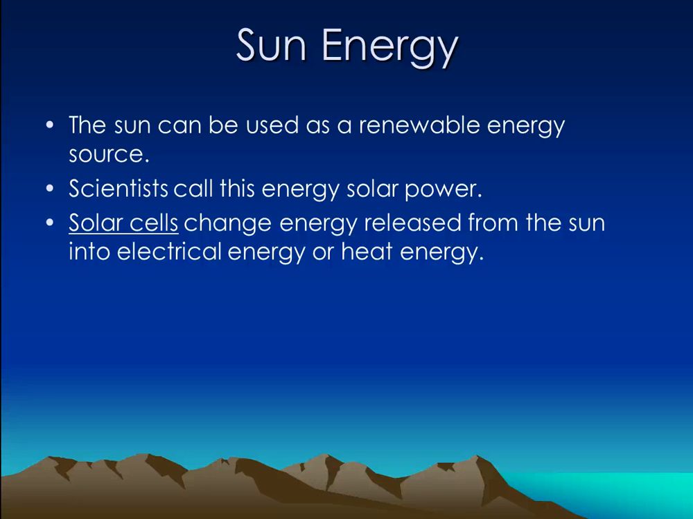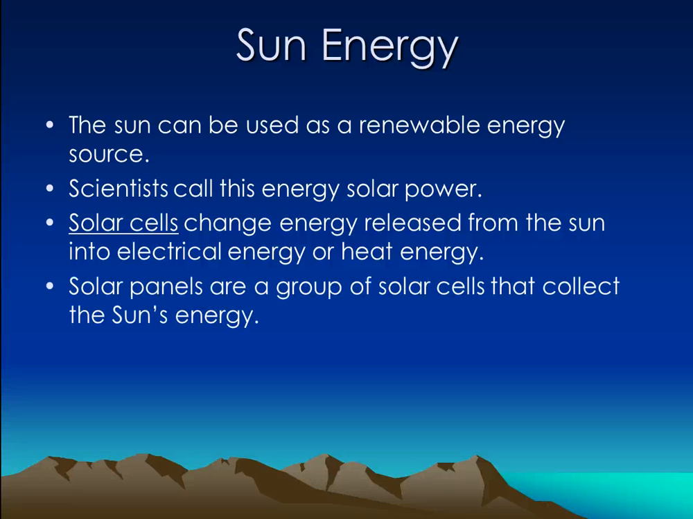Solar cells are what convert the energy released from the sun into electrical energy or heat energy, so into energy that we can use. That's what solar cells do. They change the energy from the sun into energy that we can use, and it's usually electrical energy or heat energy. Solar panels are a group of solar cells that collect the sun's energy. If you've ever seen solar panels, they're pretty large, but on those panels are a bunch of solar cells, and those solar cells collect that energy and convert it from solar energy into energy that we can use.